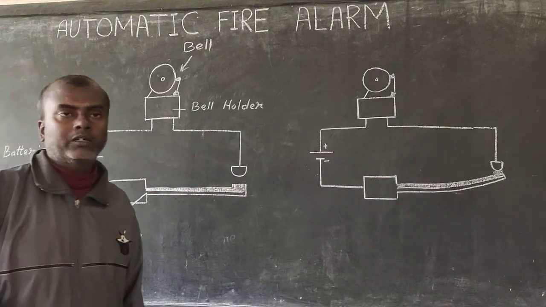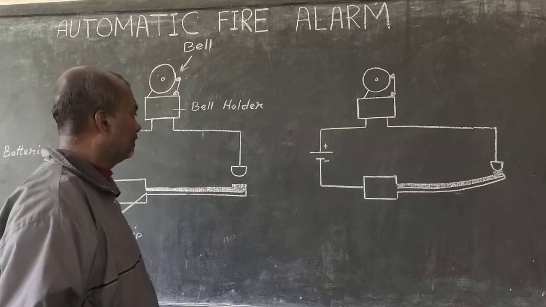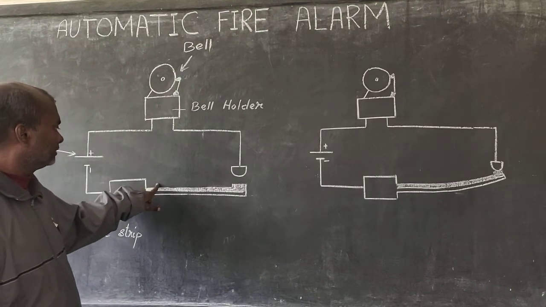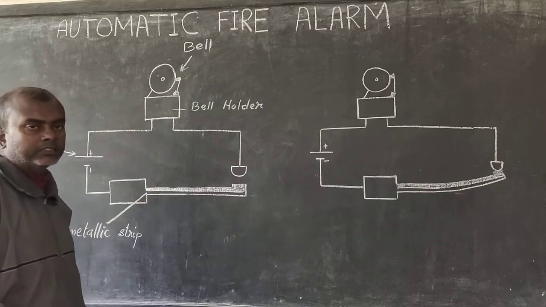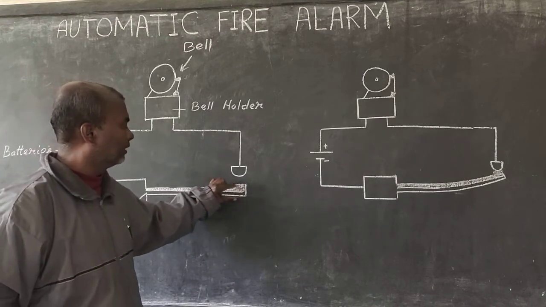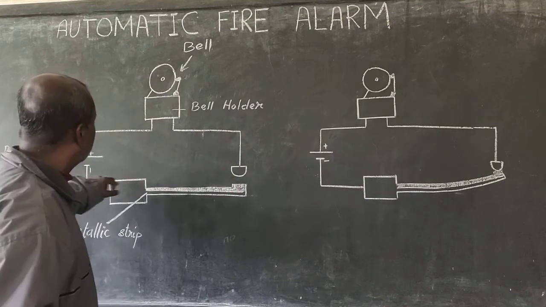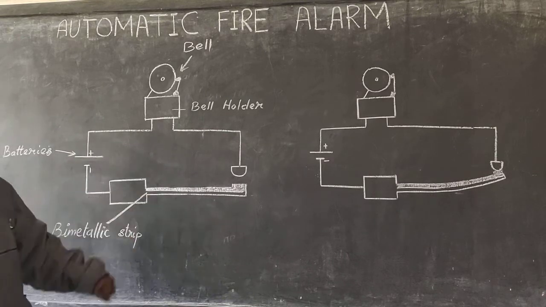Remember, one of the metals expands more, one of the metals expands less. That principle we apply in a bimetallic strip. So the upper one has a low expansion coefficient and the lower one a high expansion coefficient. This is the bimetallic strip. This is the point of contact, and this is the circuit which is powered by a battery, or any low voltage power supply. So this powers this circuit.